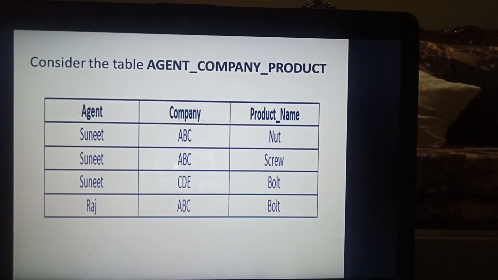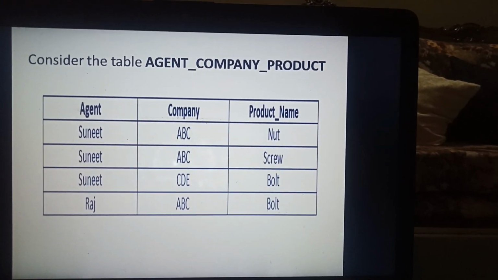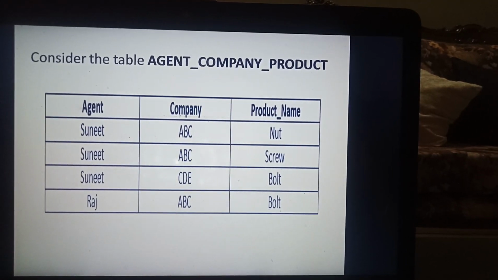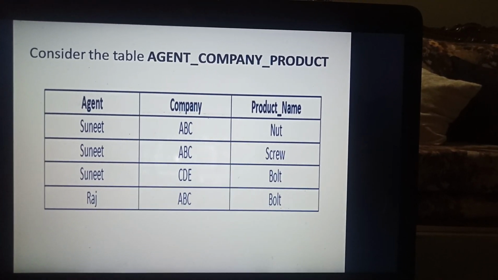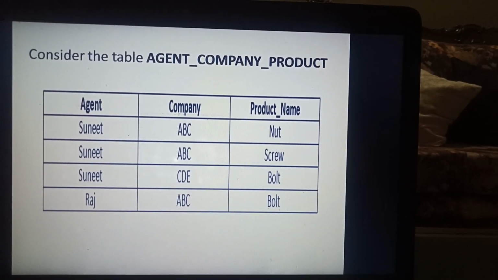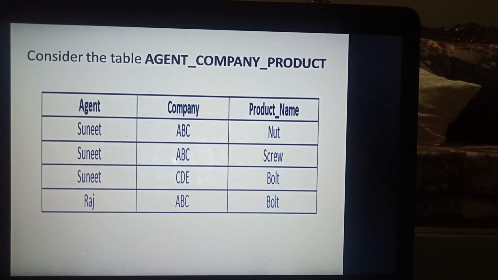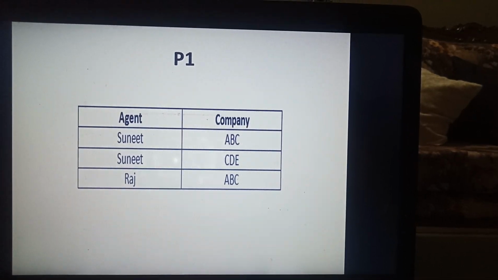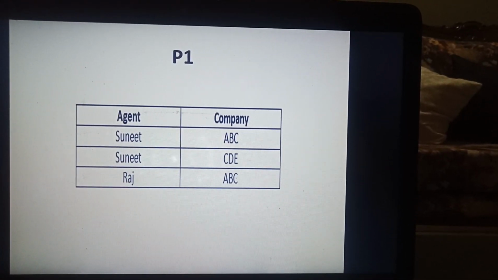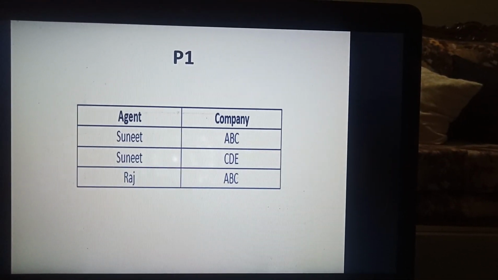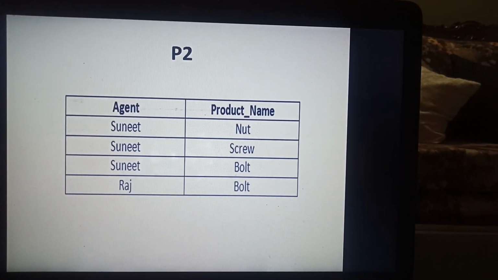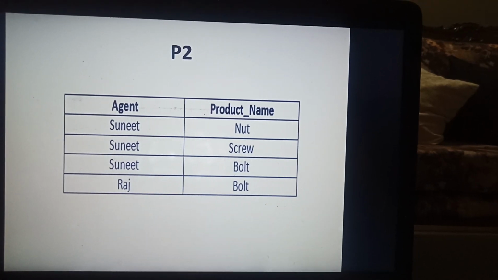In P1 we will keep the attributes agent and company, and in P2 table we will keep the attributes agent and product name, and we will remove the duplicate rows. So we will get these two projections. P1 we have the attributes agent and company. Similarly, we have P2 relation in which we have agent and product name.